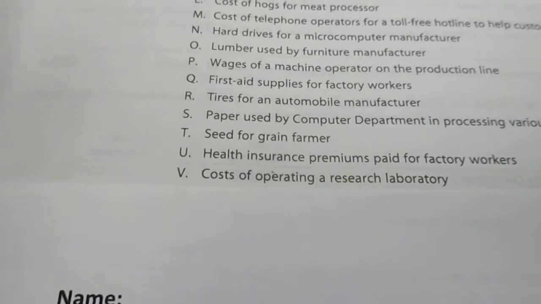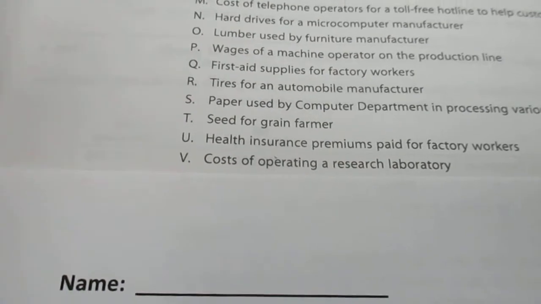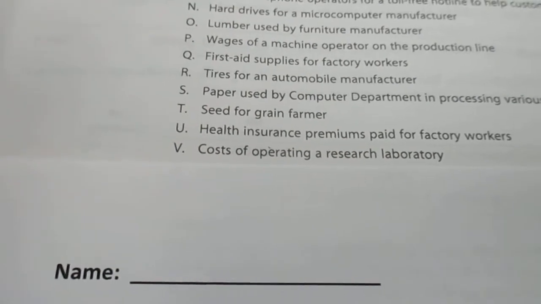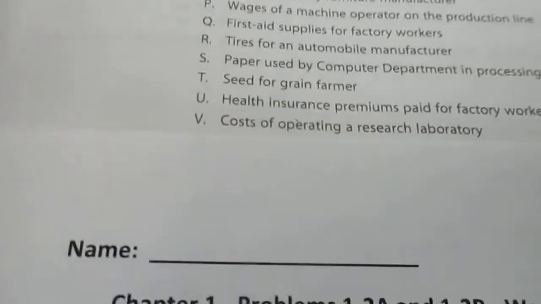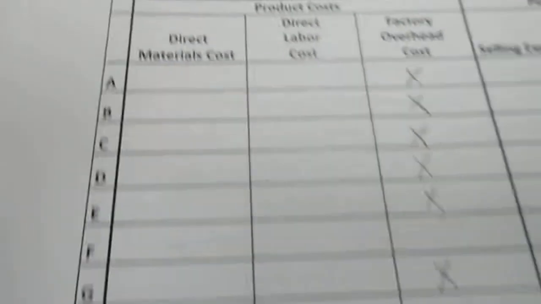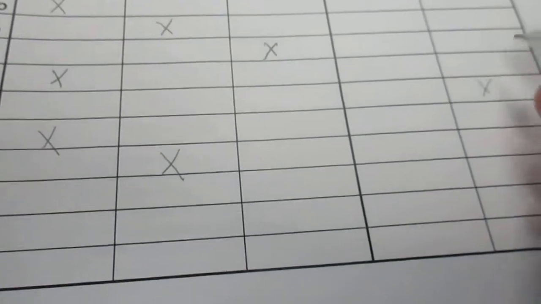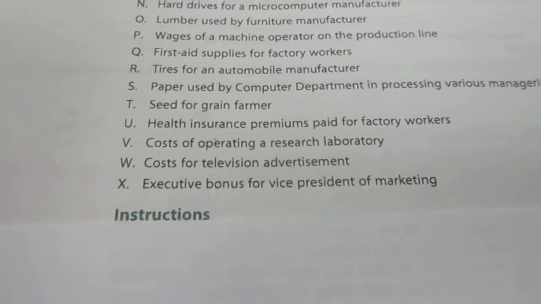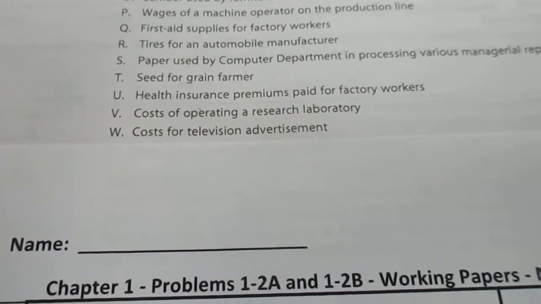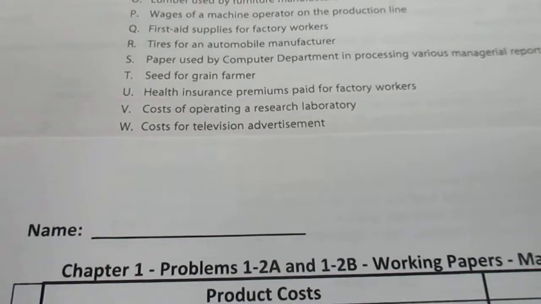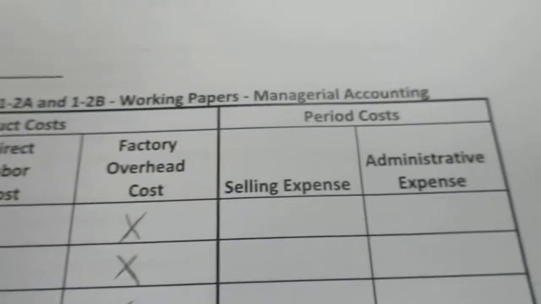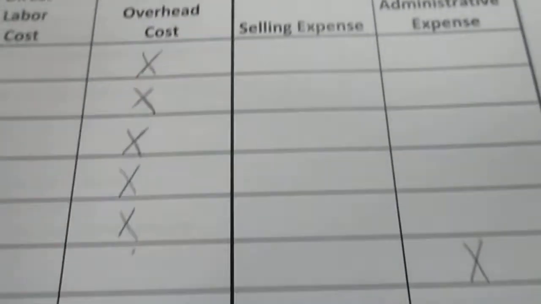Letter V, cost of operating a research laboratory. They're talking about the behind the scenes stuff. So that's going to fall under administrative expenses. Letter V is administrative expenses. W, the costs for television advertisement. Advertising is part of selling. So we're going to focus right there on selling expenses for letter W.